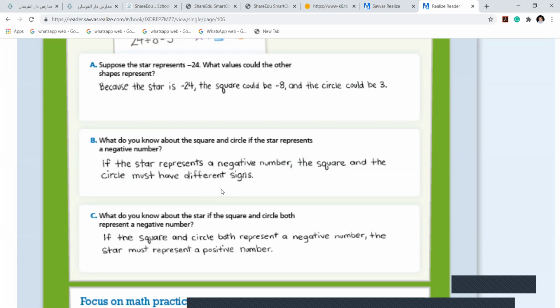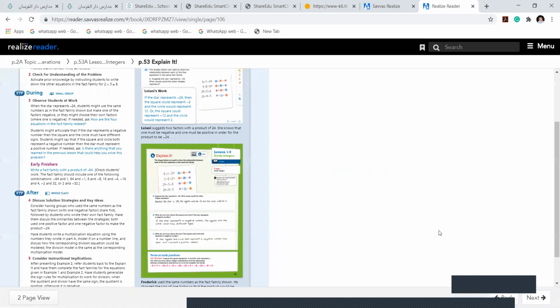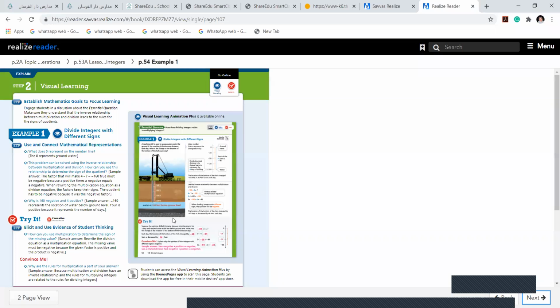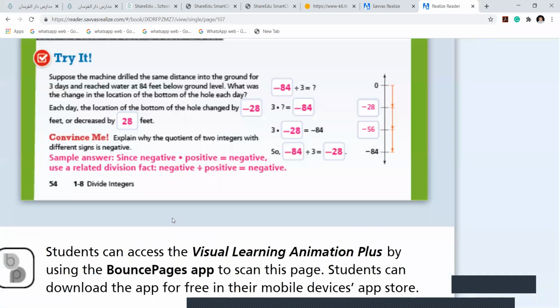Number A, and C. Number A, you must write square -8, circle 3. It's not about writing. Did you understand or no? What I'm trying to say? Do it by your own, girls, by your own.